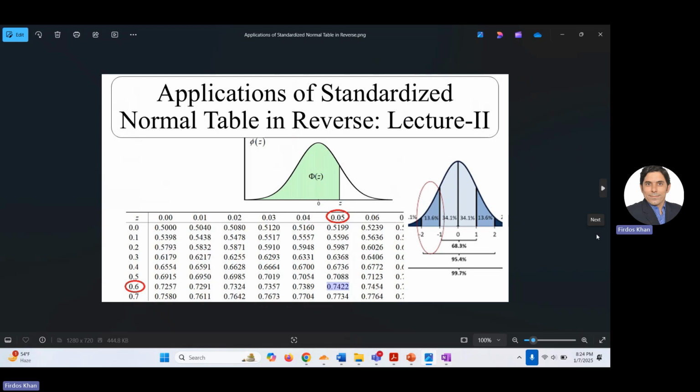I would also like to make a video that explains the standardized normal table in detail, and another video in which I will explain why we need the standardized table.